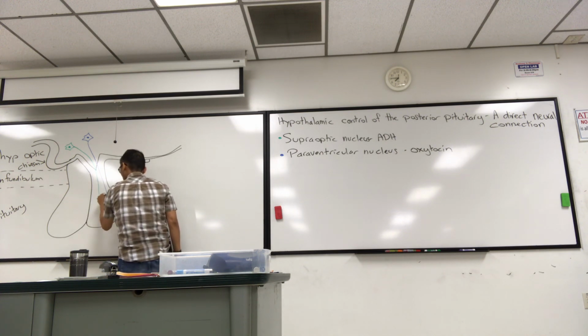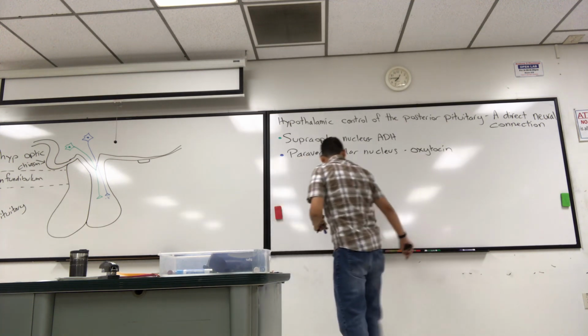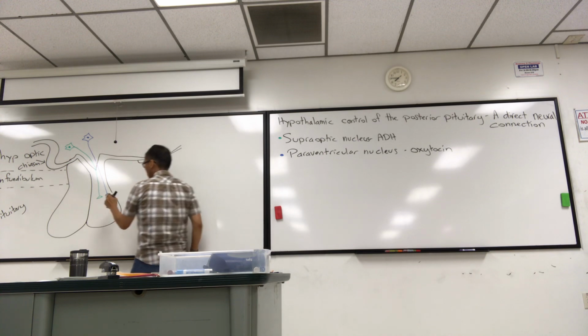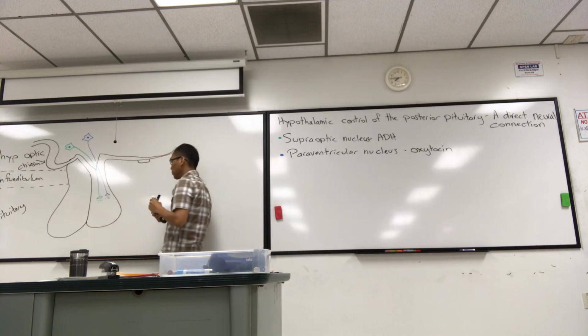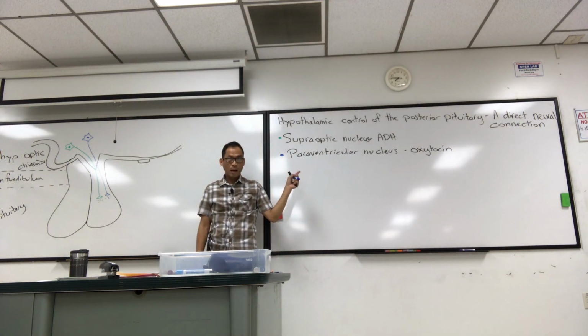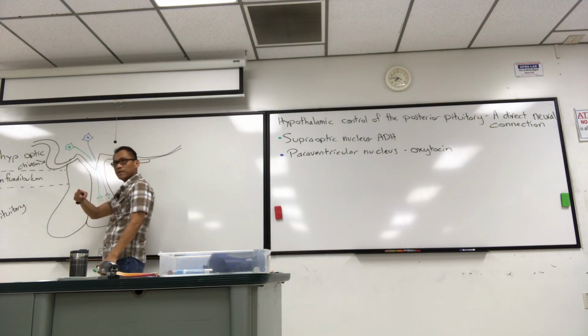So, hormone released from one group of cells and then the other, ADH and oxytocin. You should be able to know what they synthesize and secrete, and you should be able to identify those nuclei. Okay? One's there, one's there. You're expected to know that.